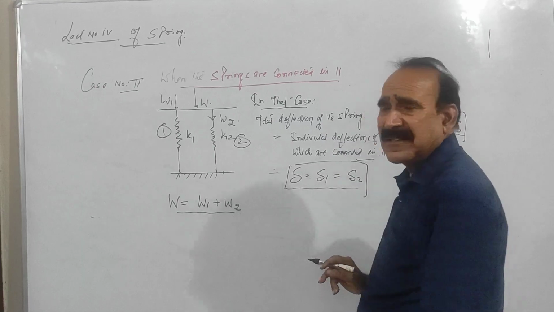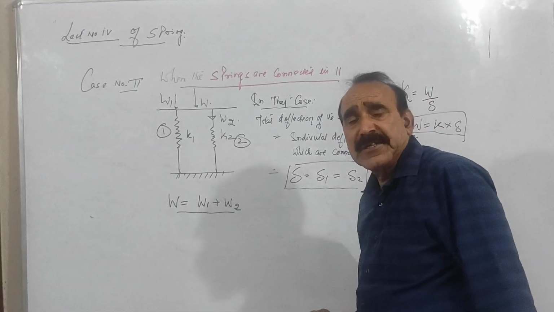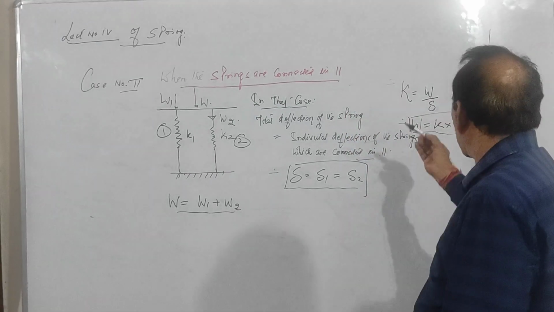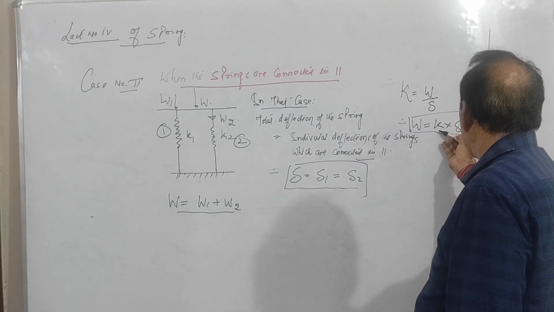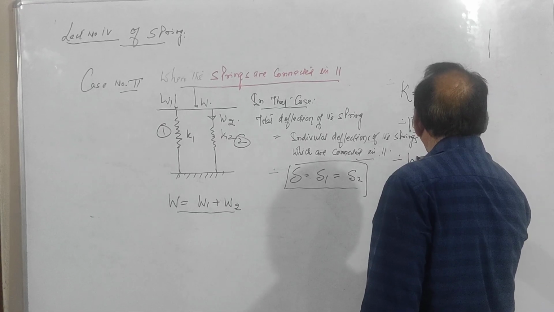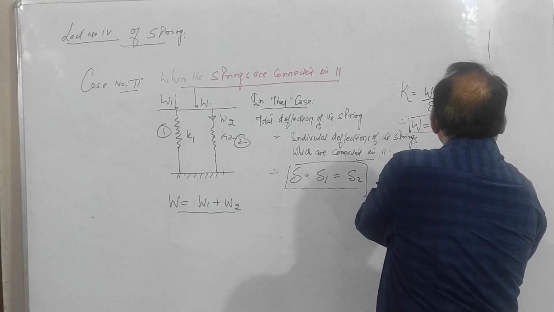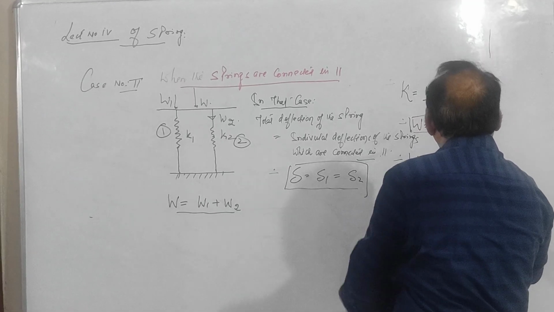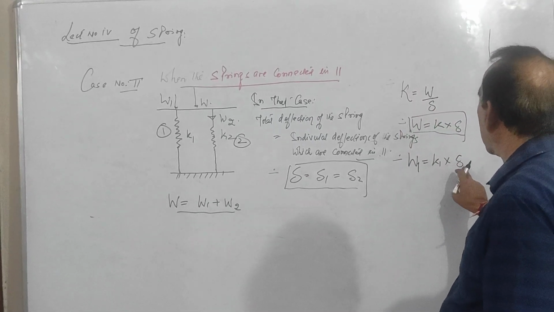Spring stiffness is equal to load divided by the deflection. This we have already read. So K is equal to W upon delta, therefore W is equal to K into delta. तो इसी तरीके से जो W1 होगा, वो K1 इंटू डेल्टा 1 लिख सकते हैं, W1 इज इक्वल टू K1 इंटू डेल्टा 1.